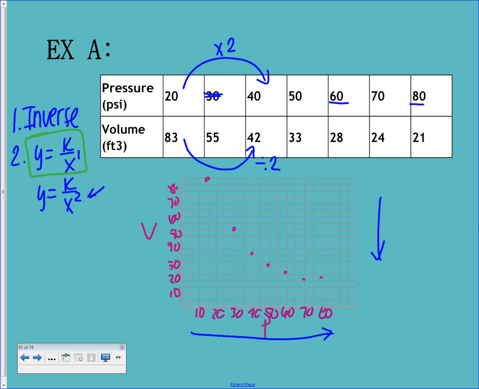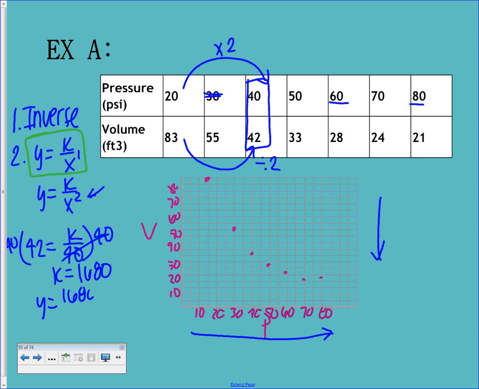Okay, so now we actually have to find the k value. I'm going to pick one of my ordered pairs. So I'll pick this one. I can plug 42 in for my y. I don't know k, but I know my x is 40. So to solve for k, I can multiply each side by 40. So I know that k is going to be 1680. Now when I go to write the equation, my equation would be y equals 1680 over x.